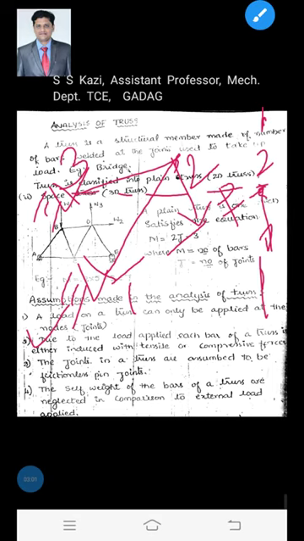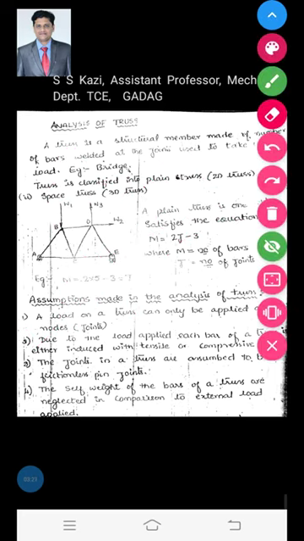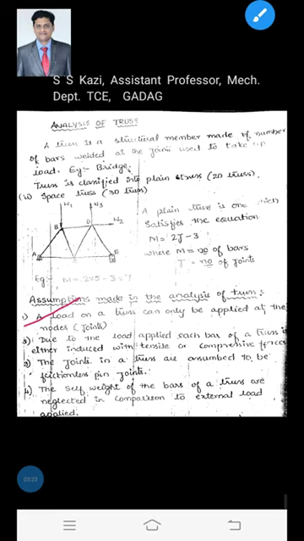You can observe here that this bar has been expanded like this due to the load applied, and this bar has been contracted like this. It is going to be contracted. Hence the second assumption says that due to the load applied, each bar of a truss is induced with either tensile or compressive forces.